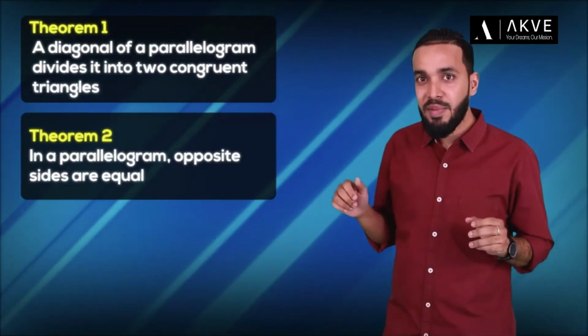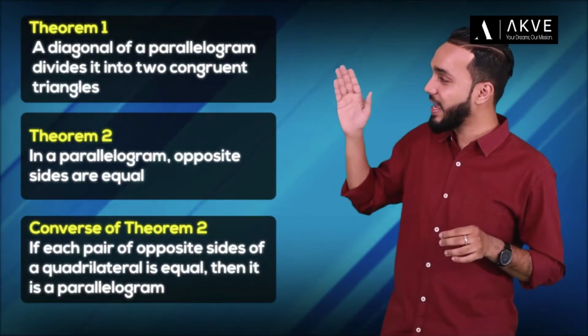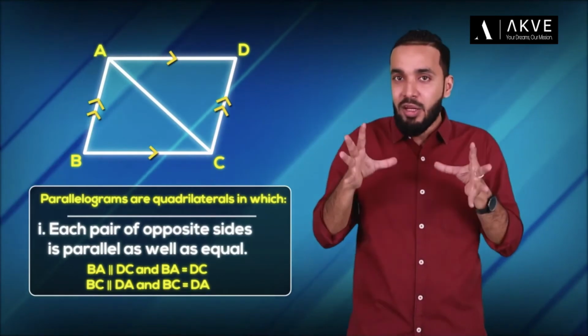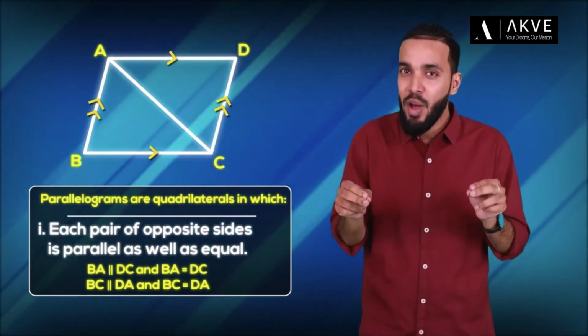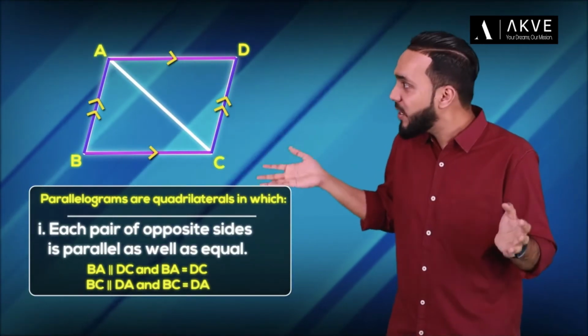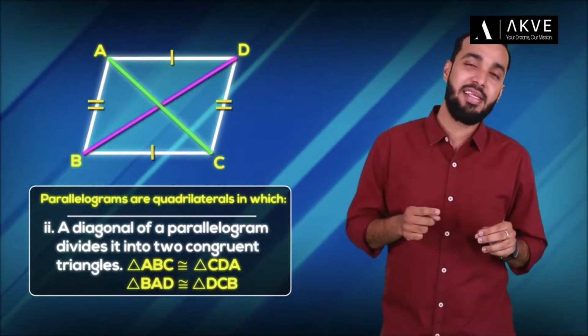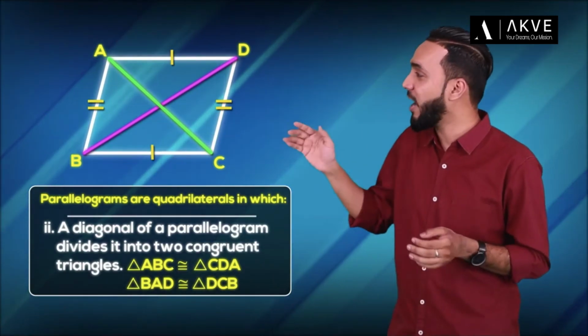That was pretty interesting, wasn't it? We proved the first theorem, the second theorem, and as a bonus, we also proved the converse of the second theorem. We have gained further insight into parallelograms today. We can visualize them better now. We now know that parallelograms are quadrilaterals in which each pair of opposite sides are parallel as well as equal. And a diagonal of a parallelogram divides it into two congruent triangles.